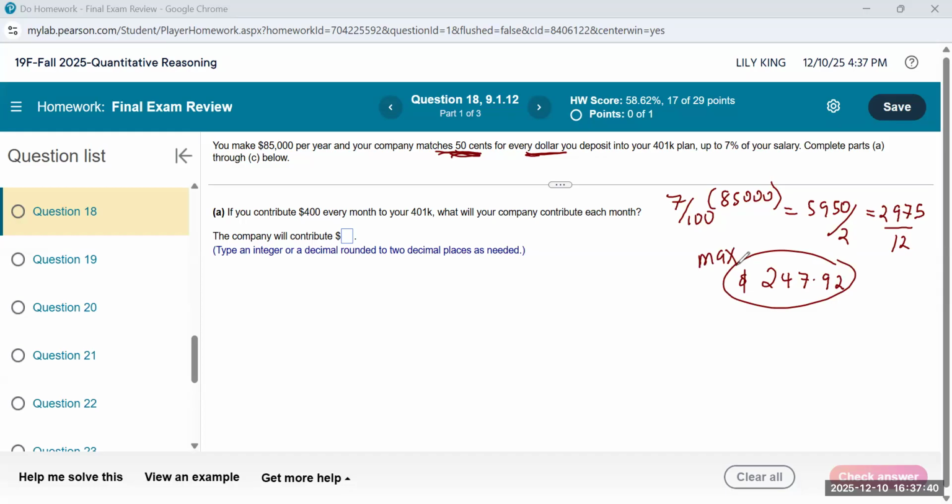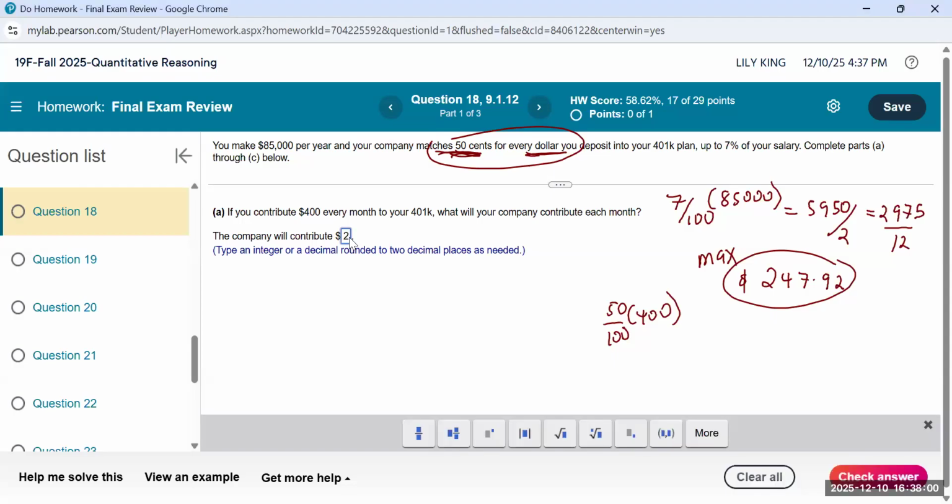Now, coming back to the question, if you contribute $400 every month to your 401k, the company is going to contribute 50% of that. And 50% of $400, all right? 50 cents for every dollar is the same as 50% of whatever you contribute. So this is $200. And since $200 is less than the max, they are going to give you all the money that month.